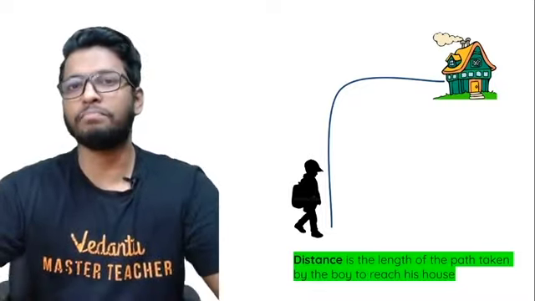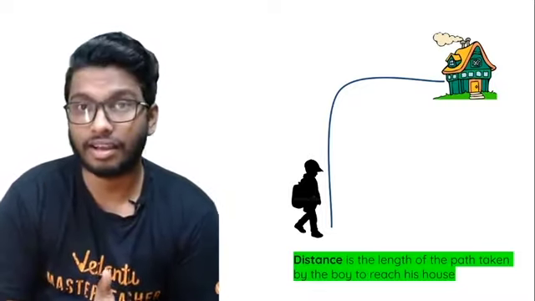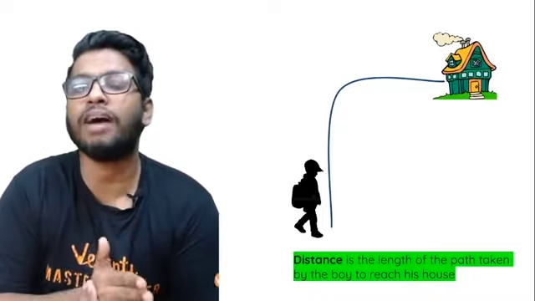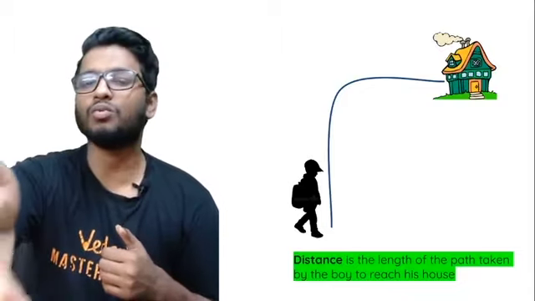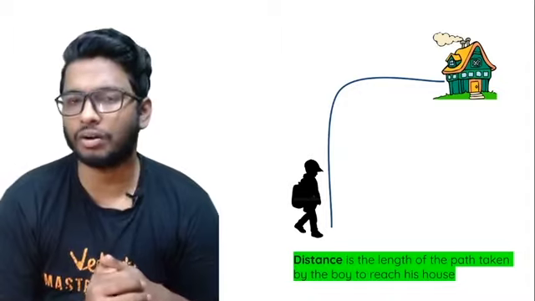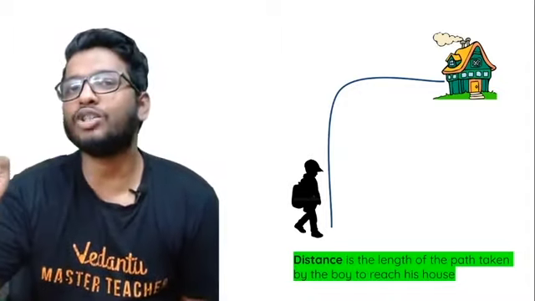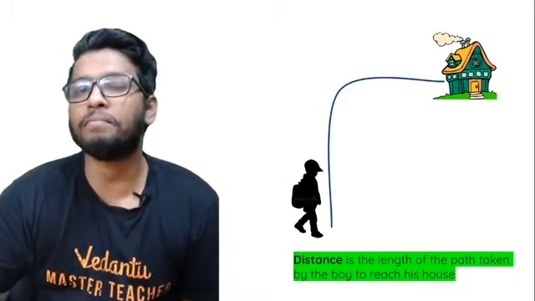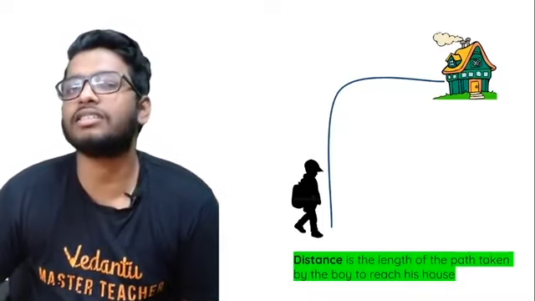There might be different paths to get there. Whatever path he chooses, the length of that path is called distance. So let's say that there is one path which is about 1.5 kilometers to his house. Maybe another one might be 3 kilometers. So whatever path he chooses, the length of that path, if he chooses the path which is about 3 kilometers long, then the distance is 3 kilometers.